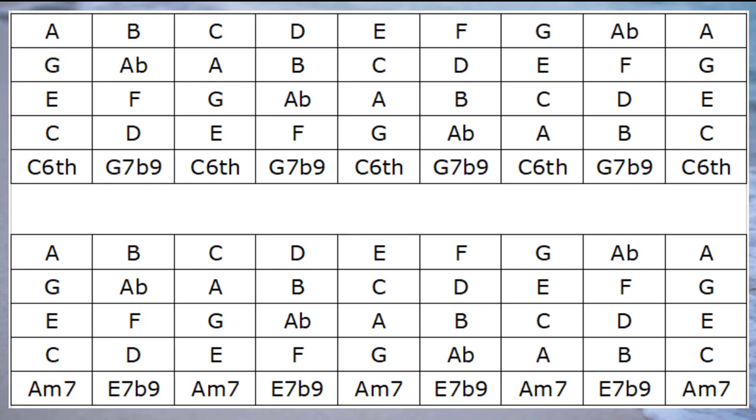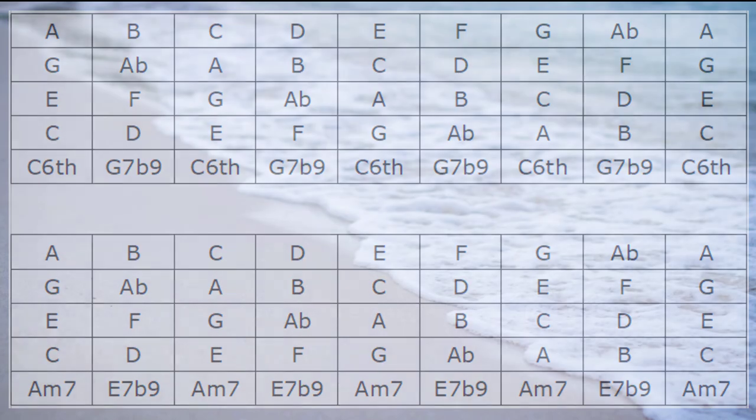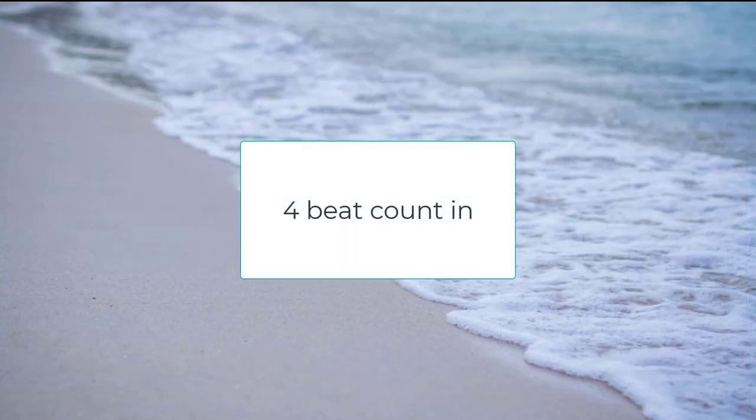We'll begin with C6 moving to G7 flat 9. This was the chord sequence we practiced in the previous session. 4 clicks in and 4 times through.